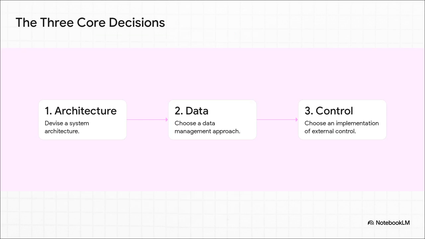When you boil it all down, it really comes down to these three core pillars. First up, what's the overall structure? That's your architecture. Then, how are you going to store and handle all your information? That's your data approach. And finally, how does the program actually flow and respond to things? That's what we call external control. And don't worry, we're going to tackle each one.